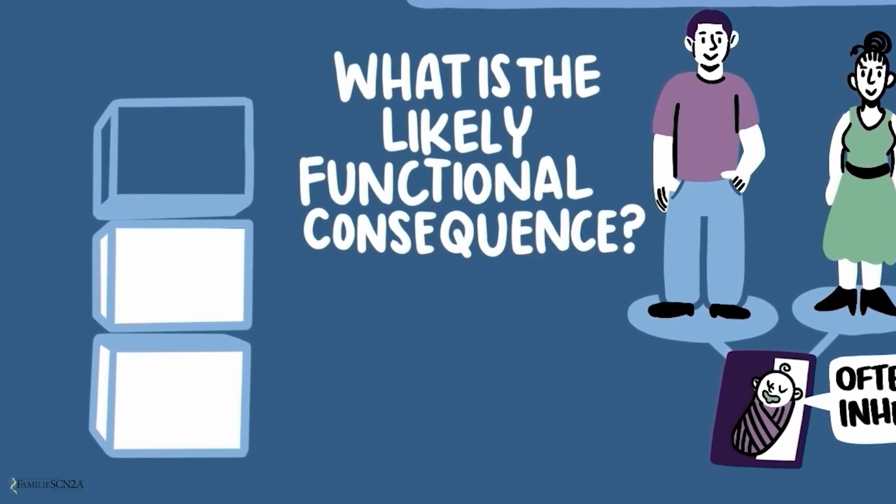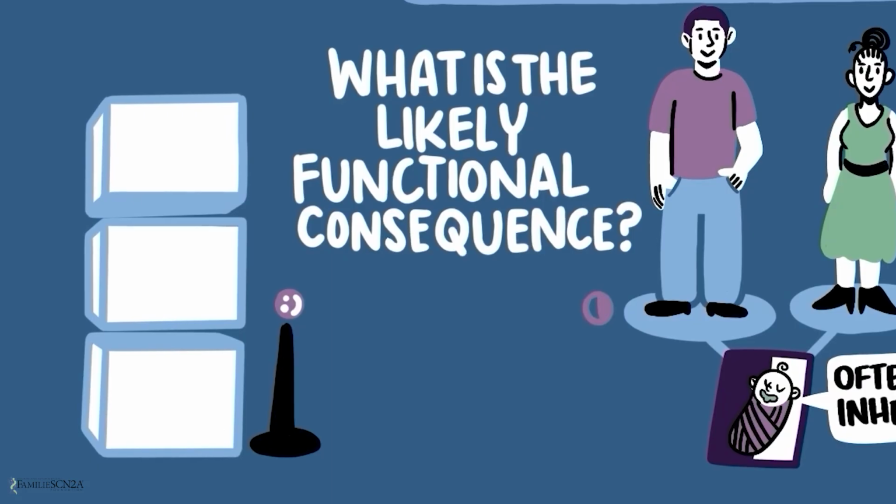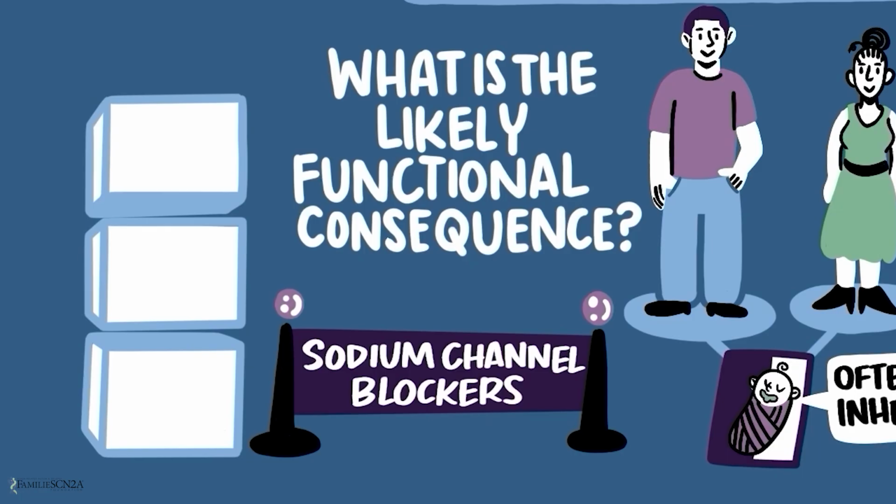These mechanistic inferences are increasingly important because they shape therapeutic decisions, especially around the use of sodium channel blockers for the treatment of seizures. In a child whose phenotype and genotype are most consistent with gain of function, sodium channel blockers may be particularly effective, as these agents can counteract hyperexcitability driven by overactive sodium channels.